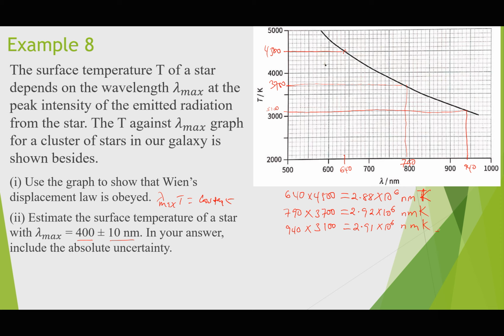So the question is, use the graph to show that Wien's displacement law is obeyed. When I round this off to two significant figures, this is approximately 2.9 times 10 to the power of 6. Hence, I can say lambda max times T is equal to a constant. Therefore, it is obeyed.